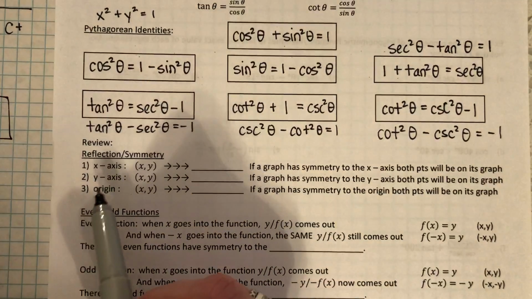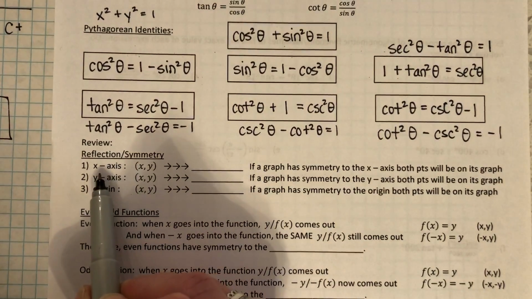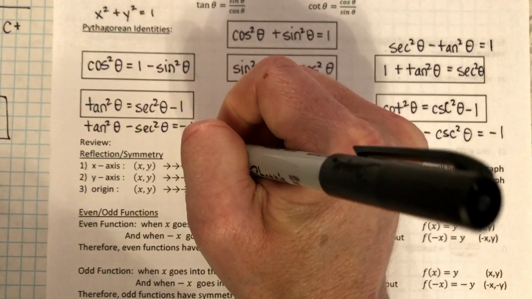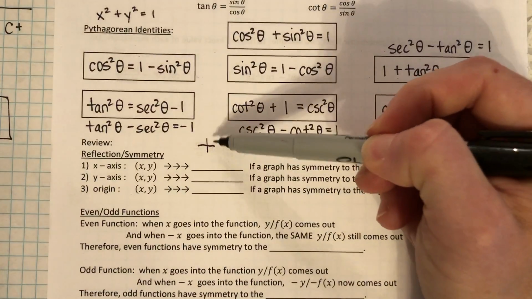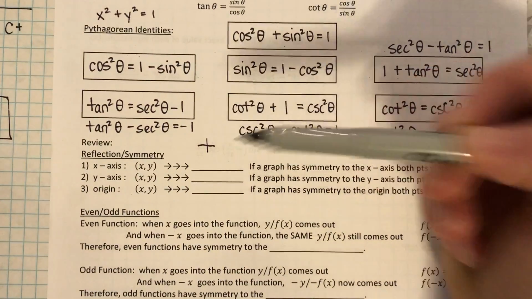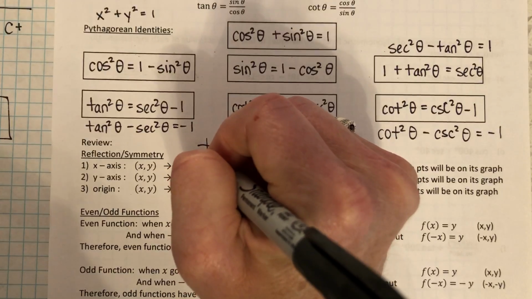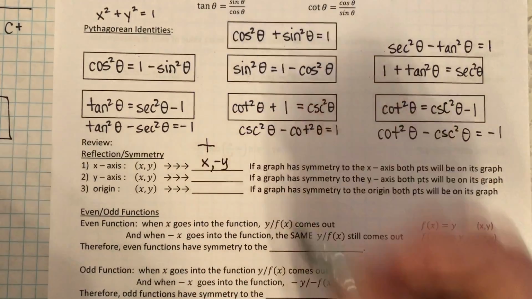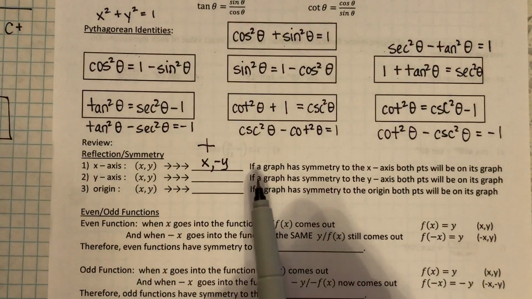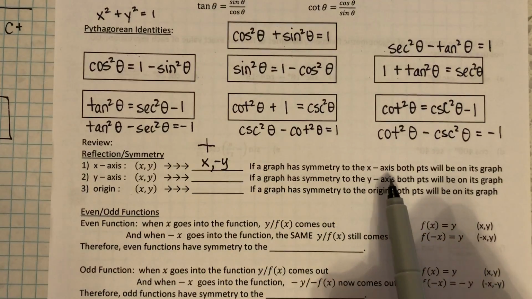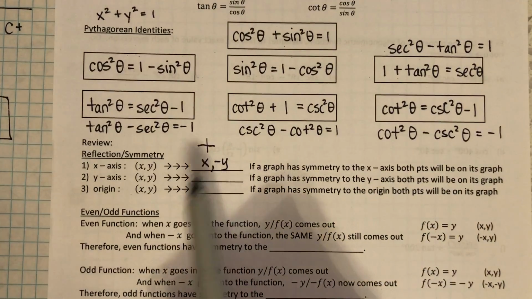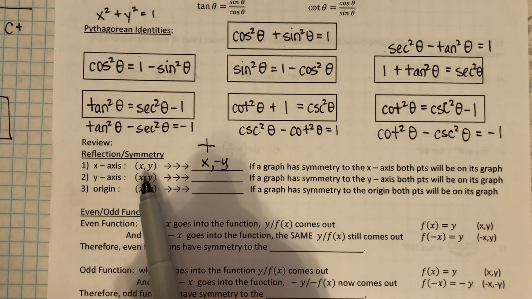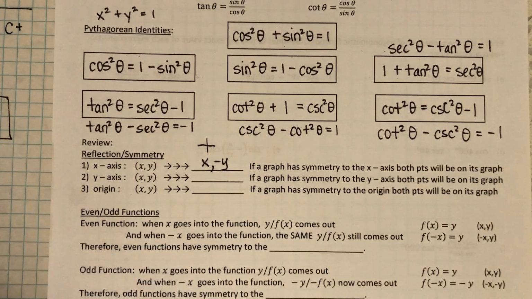Well, think about it. If you take something like an ordered pair and reflect it over the x-axis, right? If you reflect something over the x-axis, then what changes? The y-coordinate. So then it becomes the point x negative y, or the opposite of y. So if your graph has symmetry to the x-axis, then both of these points will live on its graph. The point xy will be on its graph, and so will the point x negative y.